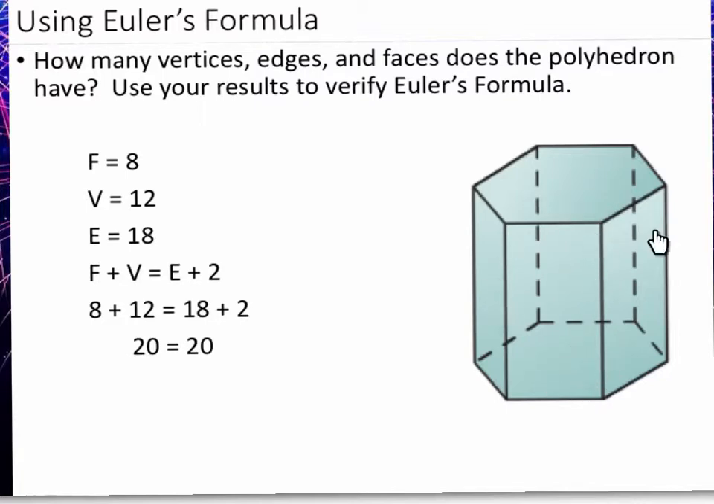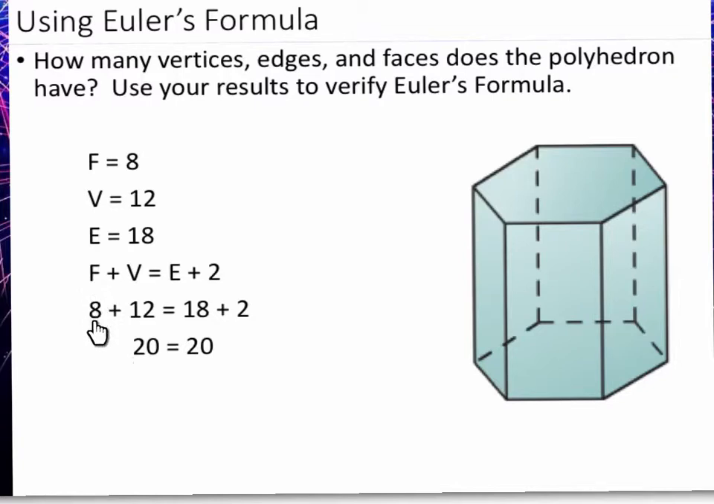So looking at this polyhedron, I have 8 faces: 1, 2, top and bottom, and then 3, 4, 5, 6, 7, 8. Okay, so the back 3 and then the front 3. So that's 8 total faces. Vertices, corners, are 1, 2, 3, 4, 5, 6, 7, 8, 9, 10, 11, 12. And edges, okay, those are all the segments: 1 through 18, so 18 total edges.